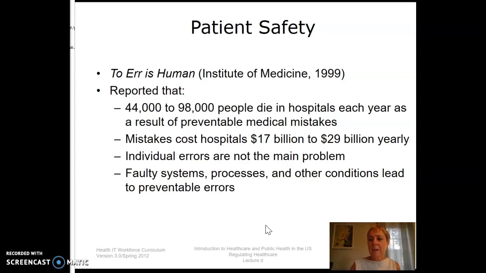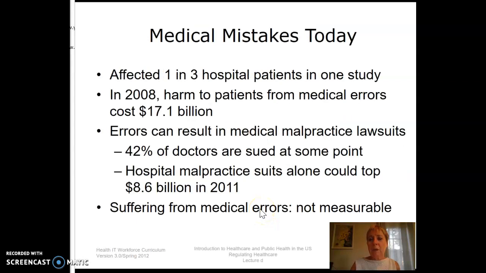To err is human. Medical errors happen. They say 44,000 to 98,000 people die in hospitals each year because of preventable medical mistakes. It costs hospitals big money. Individual errors are not the main problem. Most problems are caused by faulty systems, wrong processes, and conditions that lead to preventable errors. So, medical mistakes today affect 1 in 3 hospital patients, and they cost money.